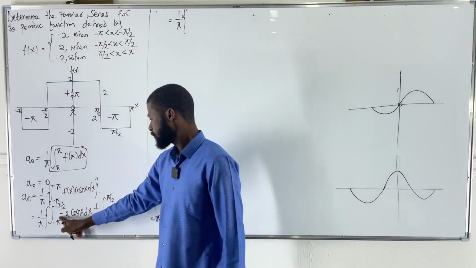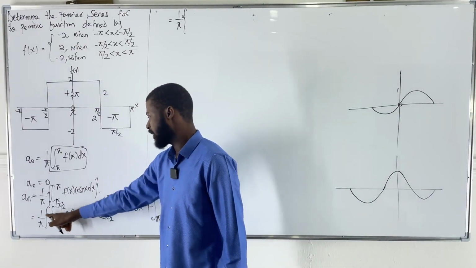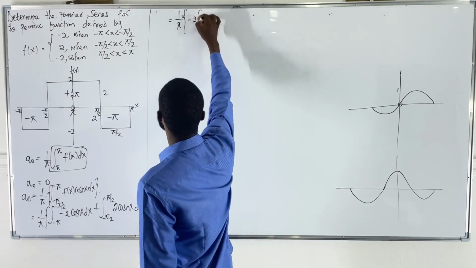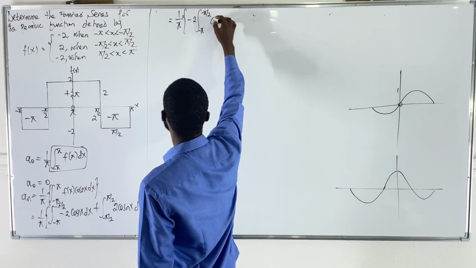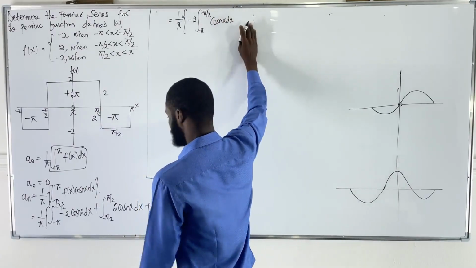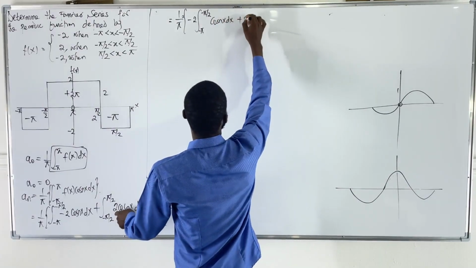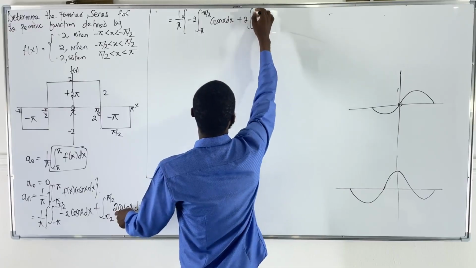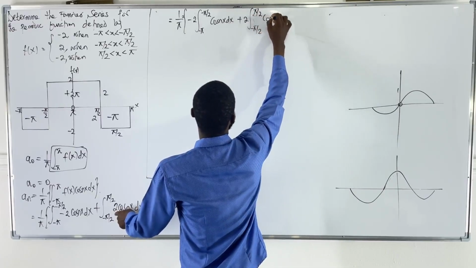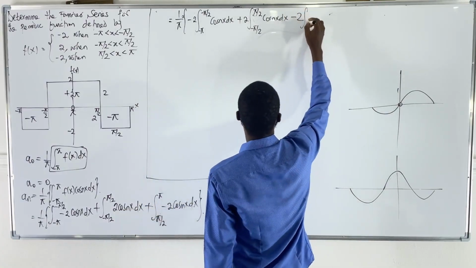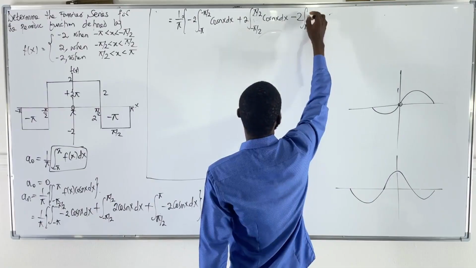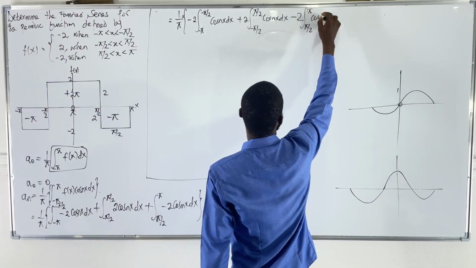So let us start. This minus 2 is a constant, right? So bring it outside. So this is minus 2, integral from minus pi to minus pi over 2 of cos nx dx. The 2 here is a constant, so this is plus 2, integral from minus pi over 2 to pi over 2 of cos nx dx. Then minus 2 is a constant, then integral from pi over 2 to pi of cos nx dx.